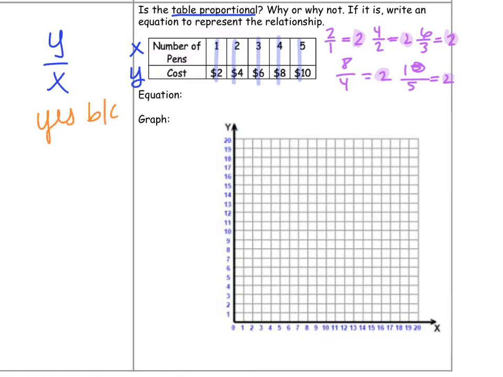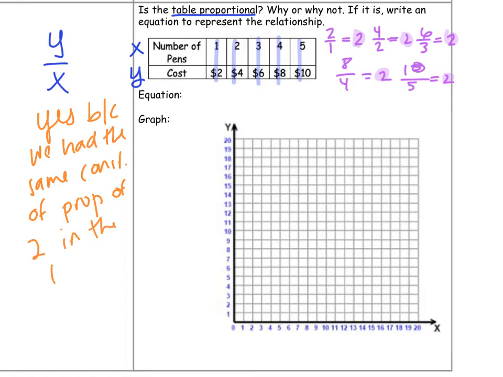Yes, because we had the same constant of proportionality of 2 in the table. So I had that consistent constant of proportionality. And because it is proportional, we can write our equation. Remember, it's going to be y equals something x. That something is going to be our constant of proportionality. In this case, it's 2. So y equals 2x is the equation.